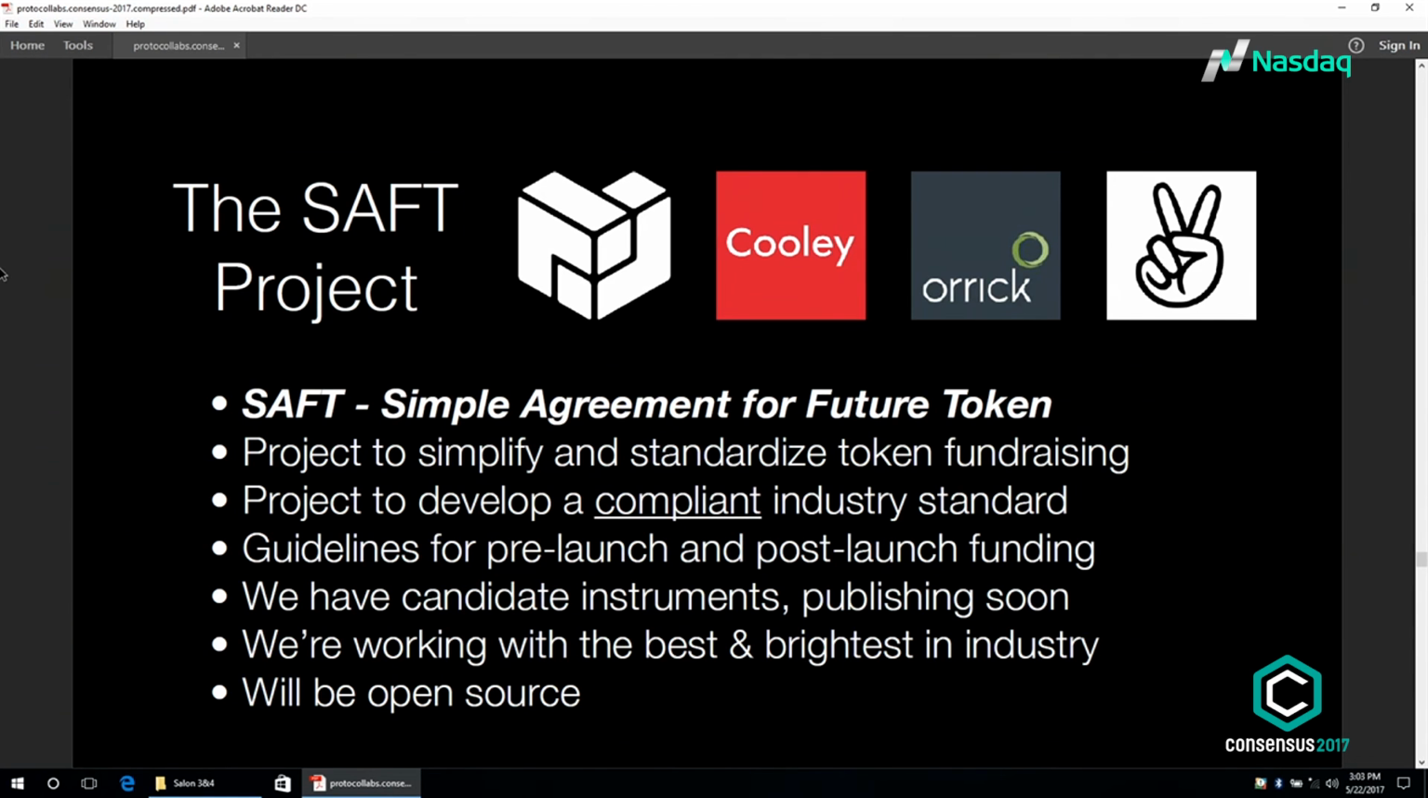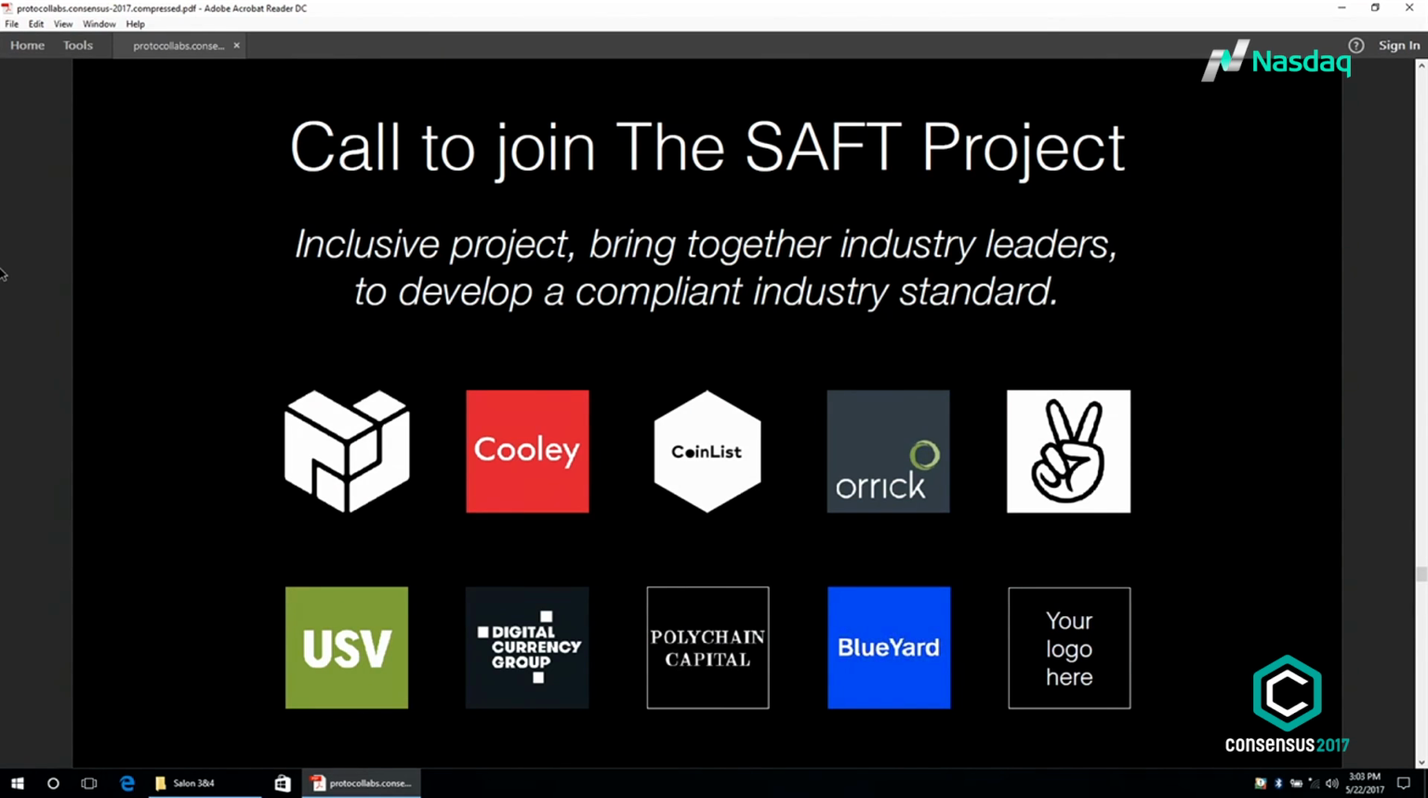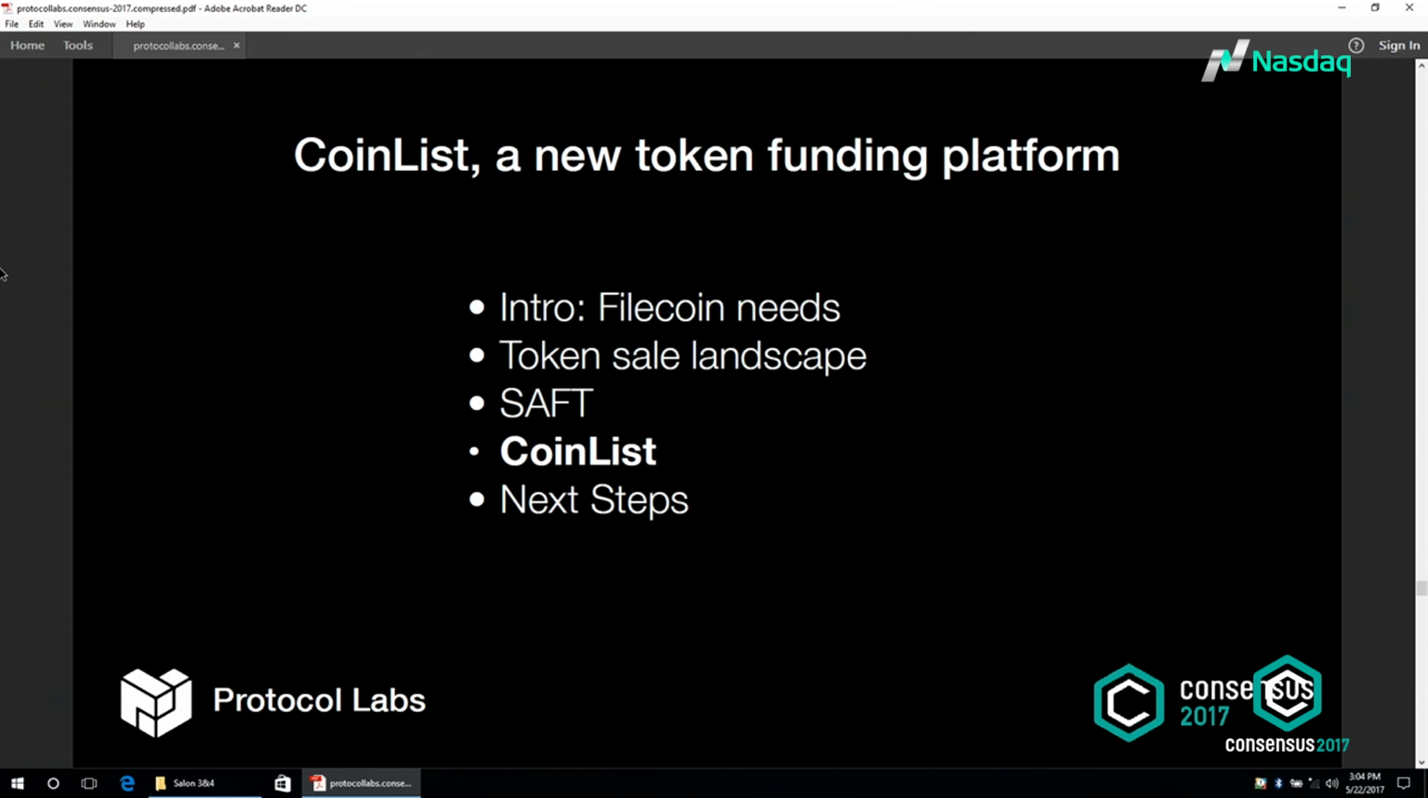I think Joel Monegro used to be from USV also. We talked about that a lot. So this is kind of like a call to join the SAFT project if you care about this stuff. At the very top are the people that are actually working on this. At the bottom are some interested investors that have been thinking about this, and we are going to be working directly with them on the Filecoin sale. So they'll have a lot of thoughts to develop around this, and of course you can join it.